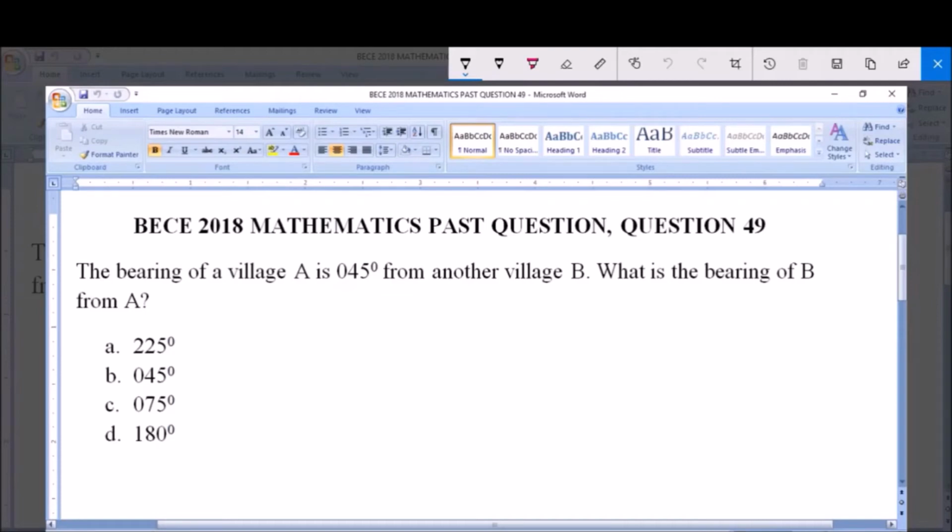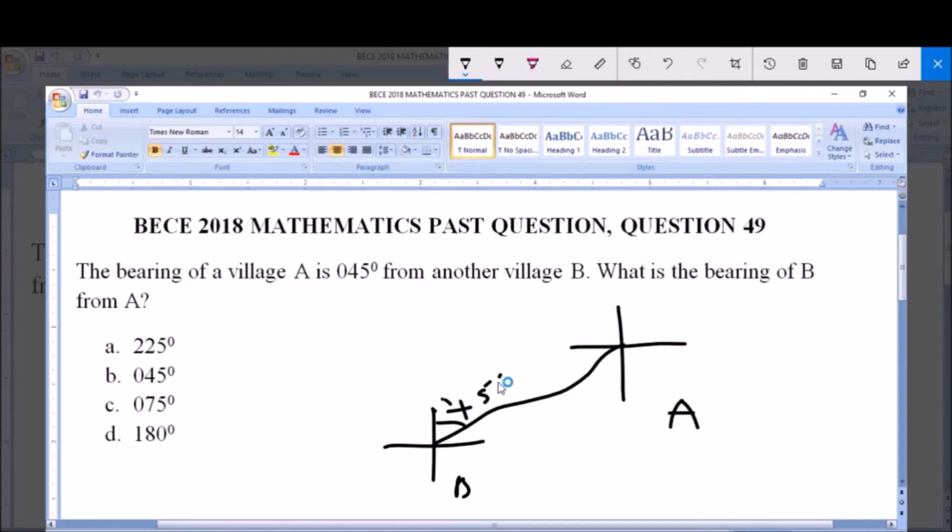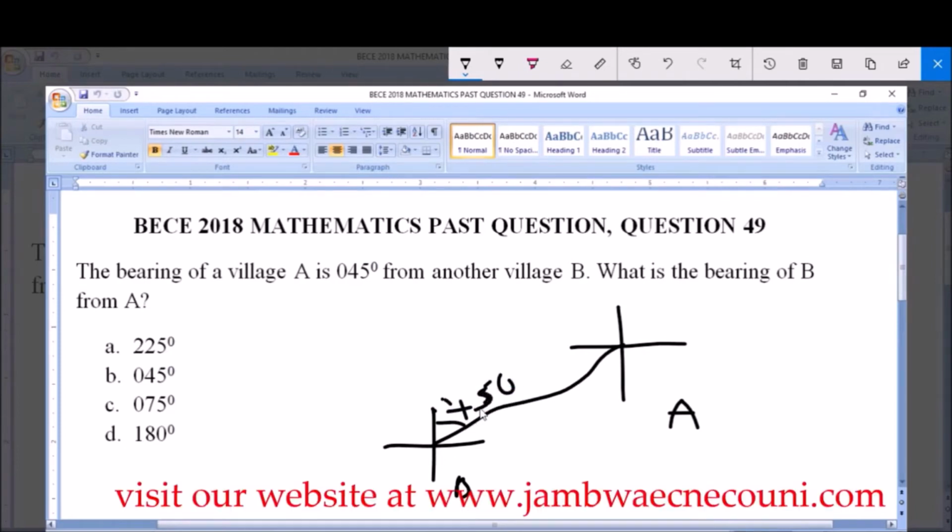The bearing of a village A is 45 degrees from another village B. What is the bearing of B from A? A 225 degrees, B 45 degrees, C 75 degrees, and D 180 degrees. Now we're given that the bearing of a village A is 45 degrees from another village B. Now let's represent this diagrammatically. We have a village A and another village B. Now the bearing of A from B is 45 degrees. That means this angle here is 45 degrees.